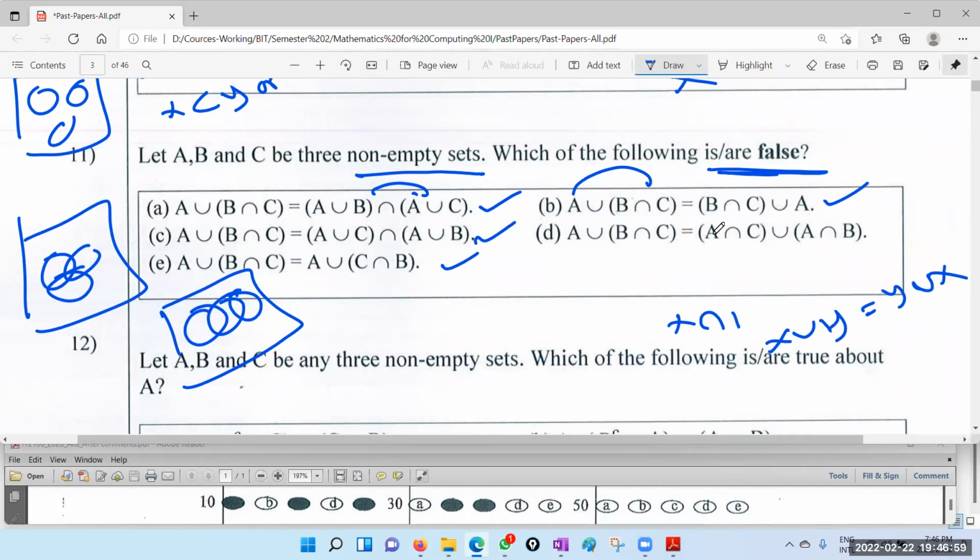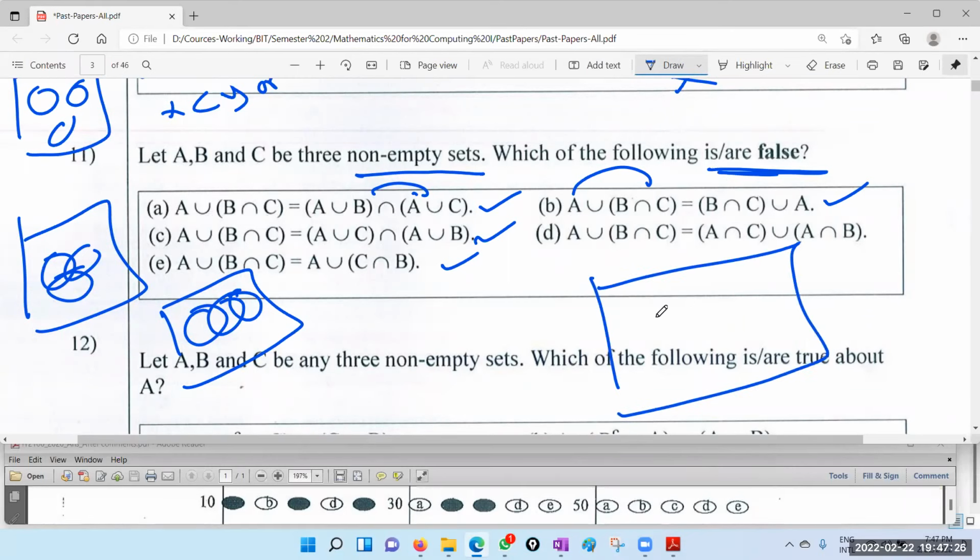What about this? A union B... if you expand this, it must be (A union B) intersection (A union C). But what we have got is something else. So in general, let's draw it and see. It looks like not a rule, but let's see whether it's anyway wrong, because we have to check whether it's false. Let's take a general scenario like this and see, at least for one scenario.